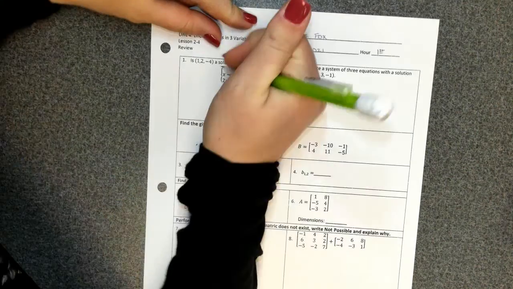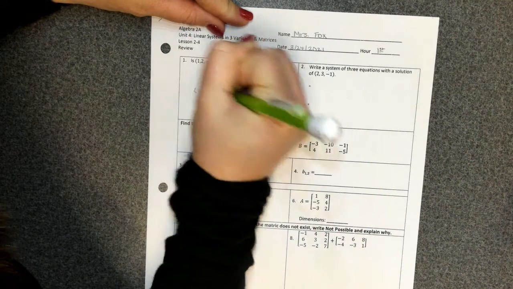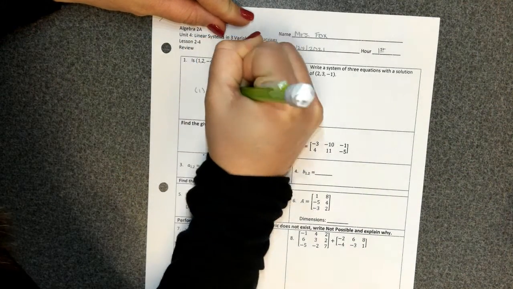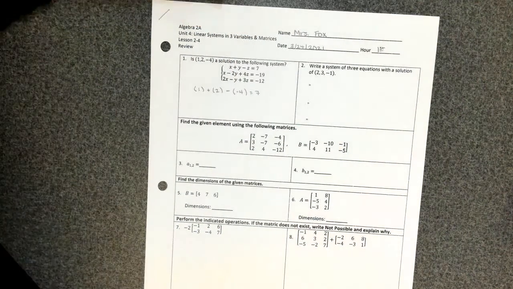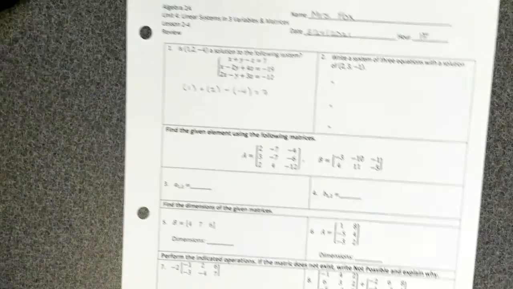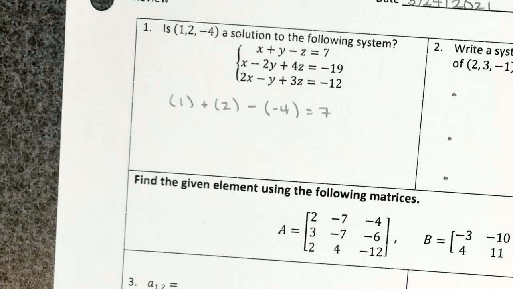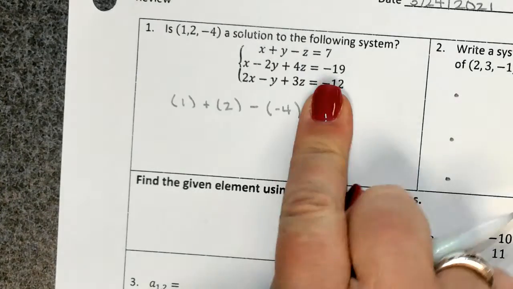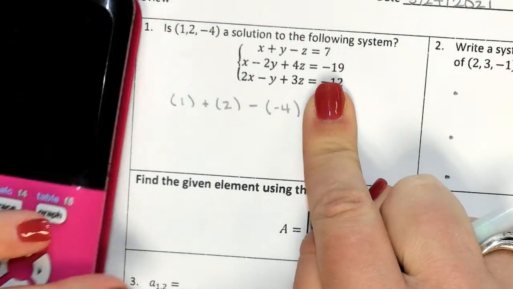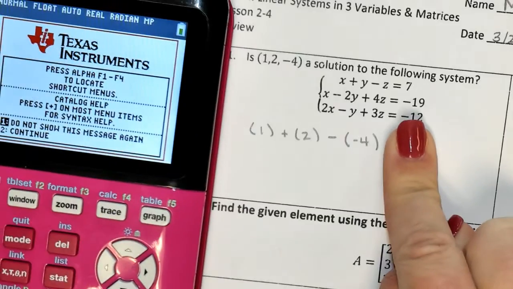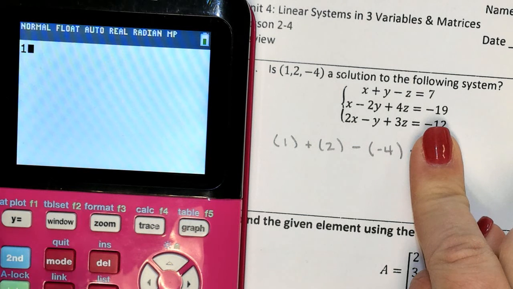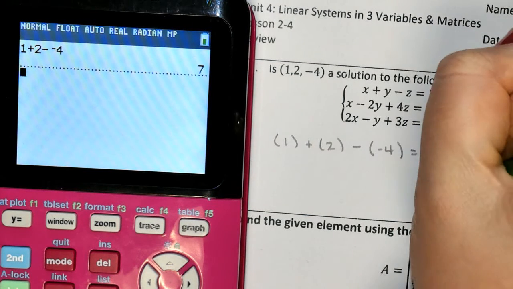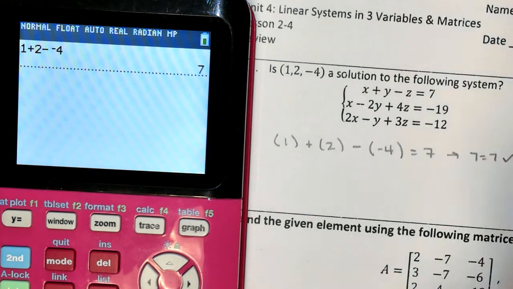So we plug it into the first one. When we plug it in the first one, we have x plus y minus z equals 7. Pretend the right side doesn't exist. Put the left side in your calculator, or do it in your head, whichever you prefer. So we have 1 plus 2 minus negative 4. 7 equals 7. That one works.